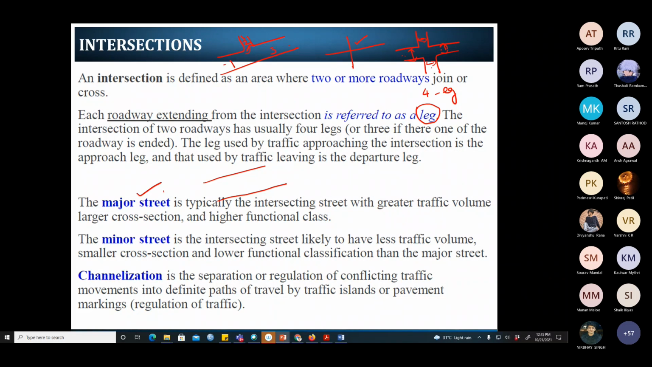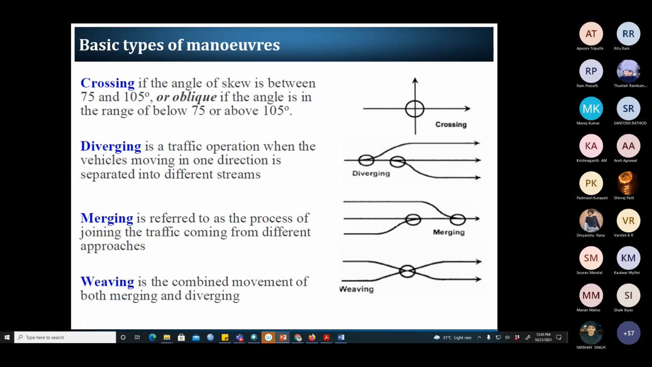So these are the terminologies we can define for the intersection. To regulate the flow, we provide channelizations, like with respect to the pavement or the traffic island. So that is also a component present at that particular intersection. This is with respect to the geometric characteristics we can define for the intersection, and these are the basic functions which happen on the intersection.